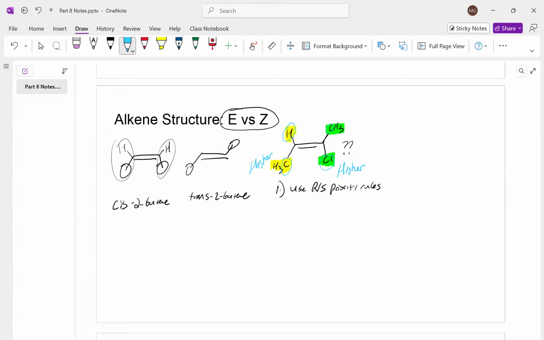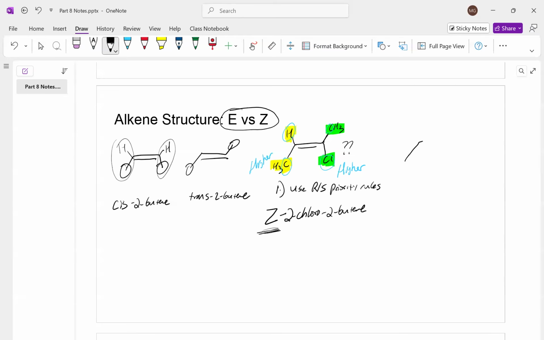So if the two groups of higher priority are going in the same direction, we give that the Z designation. So we would call this Z-2-chloro-2-butene. And this tells the reader that with that Z stereochemistry, what direction the chlorine and the methyl should be going in.